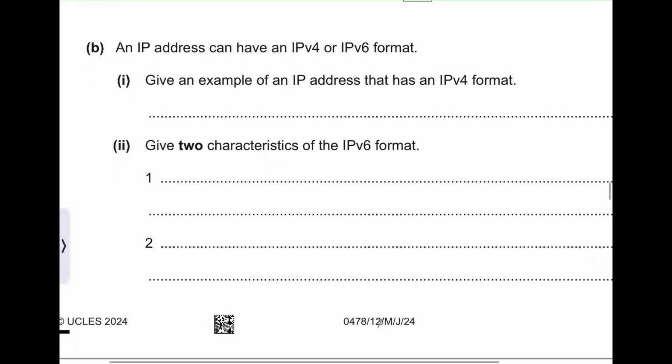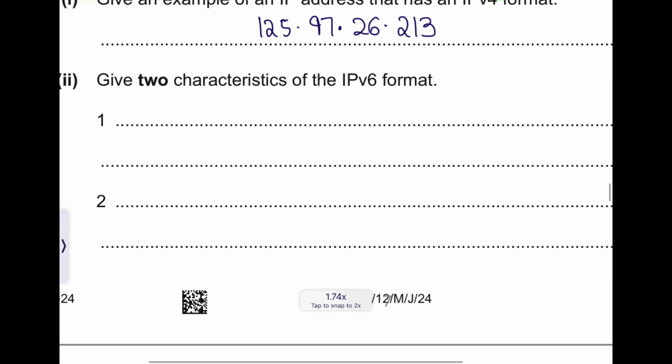Now it says that an IP address can be an IPv4 or an IPv6, as we all know. Give an example of an IP address in an IPv4 format. In IPv4, there are basically 4 groups separated by dots, and each of these groups is 8 bits, and you write that in denary. So 4 groups with 4 different denary numbers, and these numbers can be from 0 to 255. So I could say 125.97.26.213.